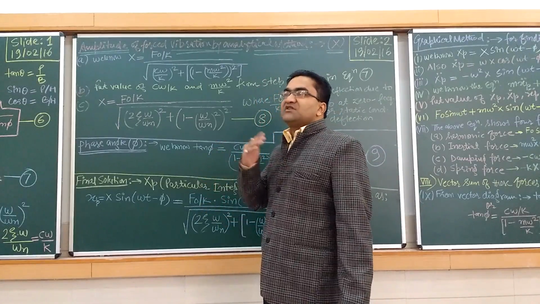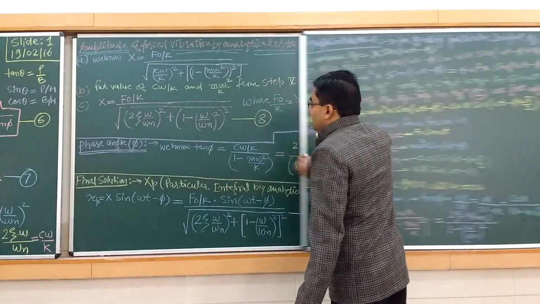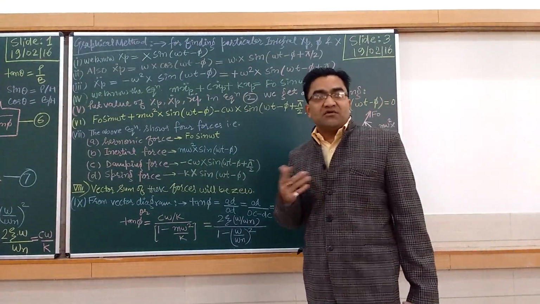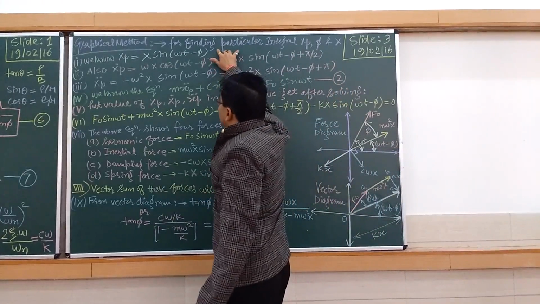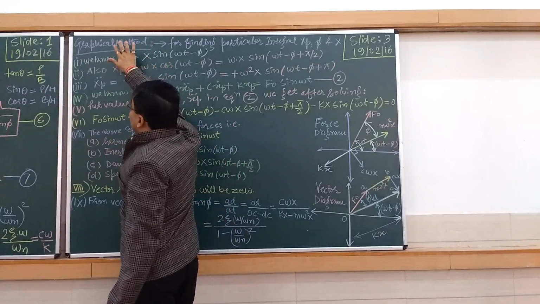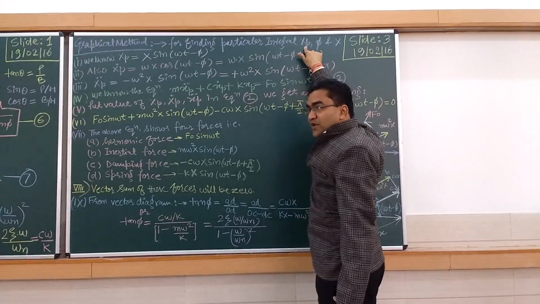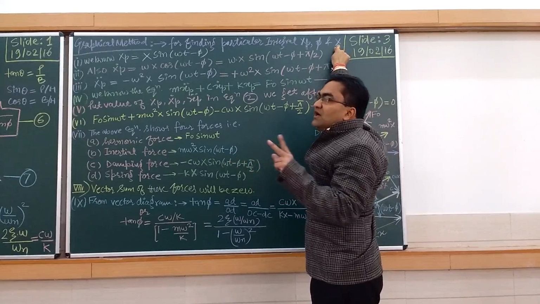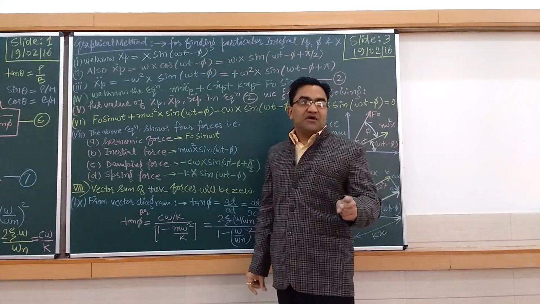Now we will go for the second method. That second method is your graphical method. So let us understand the graphical method. How do we calculate the values through the graphical method? I've already written on the board the graphical method for finding out the particular integral, that is xp, phi and x, that we have just calculated through the analytical method. Now we'll try to find it out through the graph. How do we do it?